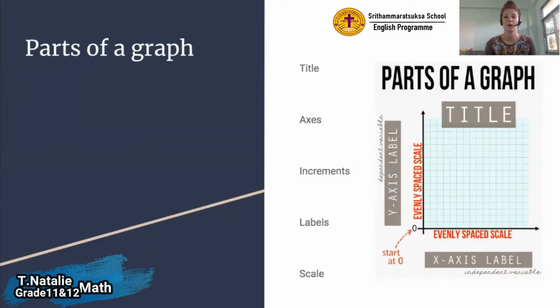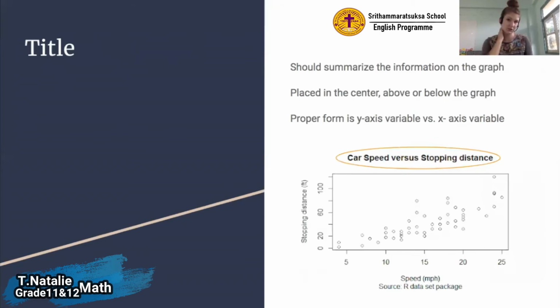So graphs. All graphs should have these parts if they are a proper graph and a good graph. They all need to have a title. They all need to have axes. They all have increments, labels, and a scale. The title should summarize the information on the graph.